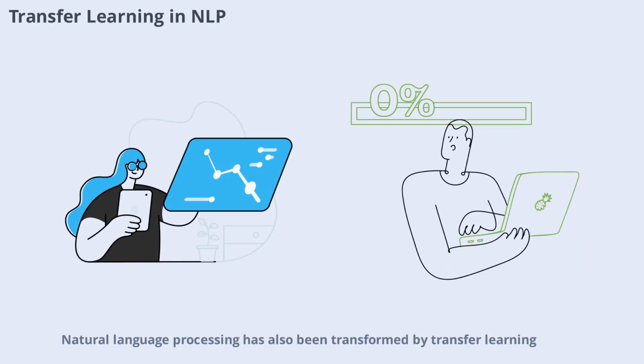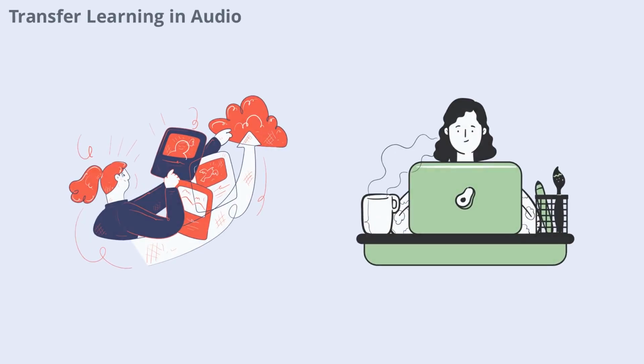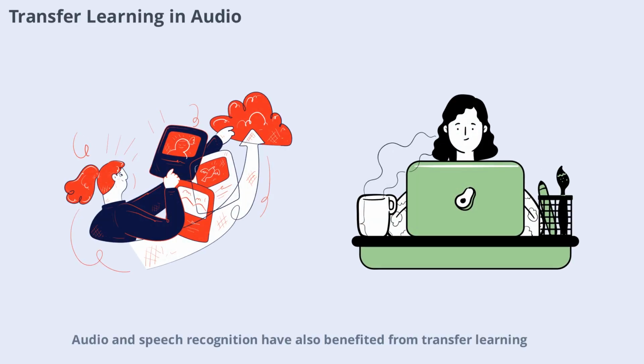Natural language processing has also been transformed by transfer learning. Models like BERT and GPT have been pre-trained on massive text corpora, learning the nuances of language. By fine-tuning these models, you can tackle tasks like sentiment analysis, summarization, or chatbot development with remarkable accuracy, even with limited labeled data.